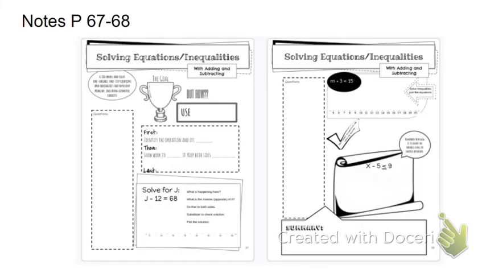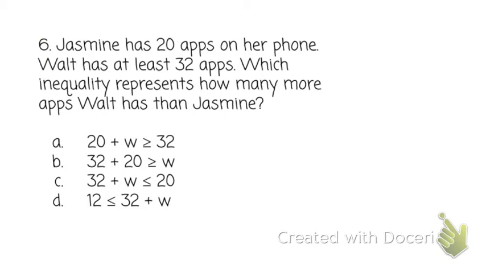All right. The next one is we're working on writing an inequality. So it would be on page 67 and 68. And we're not actually solving the inequality, though, okay? So Jasmine has 20 apps on her phone. Okay, she has 20.